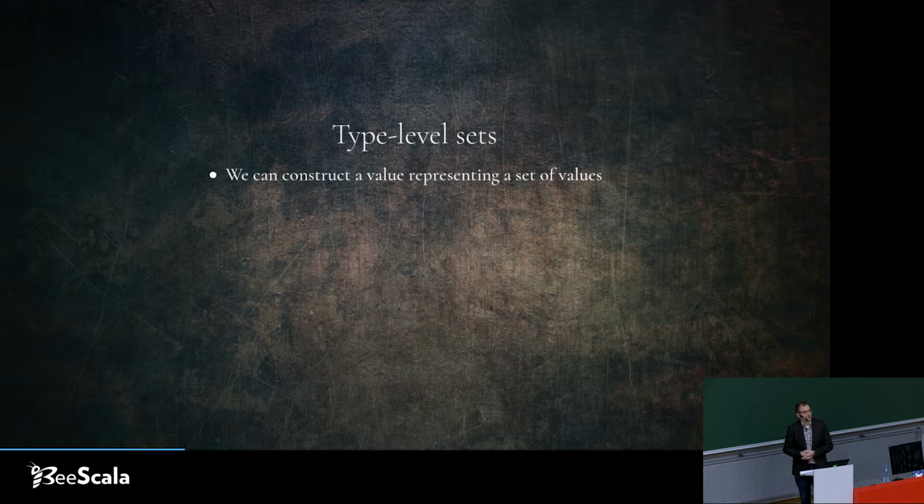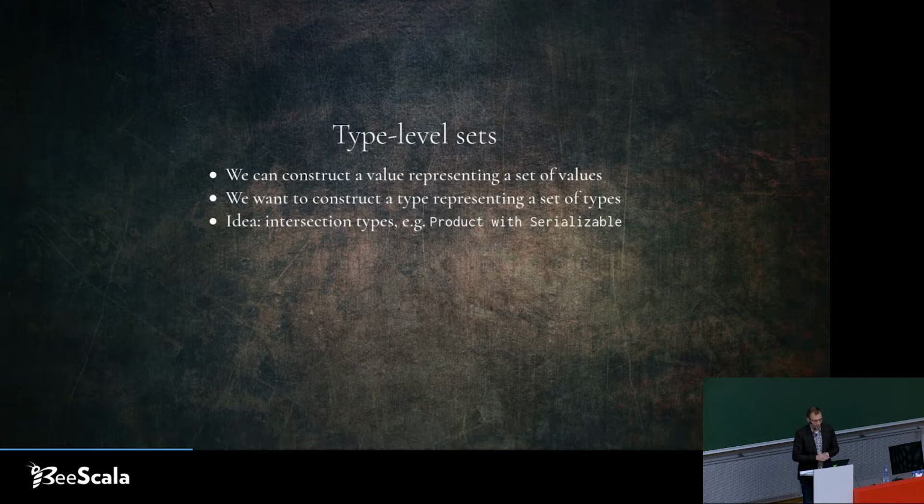Now, I said this is about disjunctions. A fundamental part of me providing disjunctions in Scala is type-level sets. In the same way that we can construct a set, which is a set of values represented by a value, we want to construct a type which represents a set of types. And my idea of how to do this is to use intersection types.